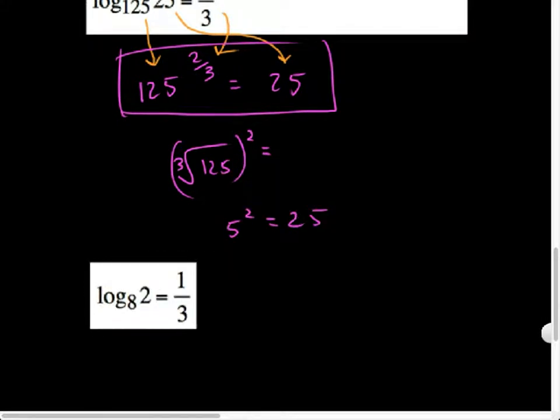So log base 8 of 2 equals 1/3. This would translate into exponential form. Exponential form is where it won't have the logarithm showing up anymore. So this would be 8 to the 1/3 power equals 2. That is exponential form for this.